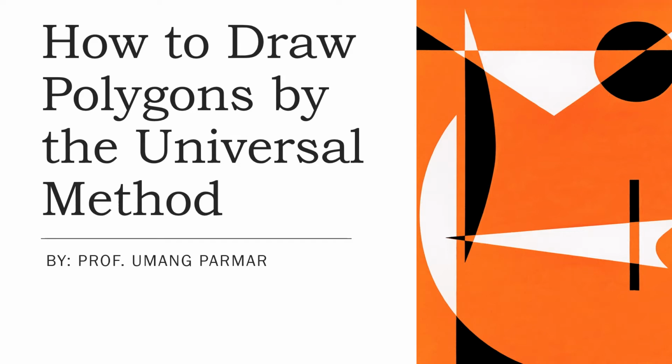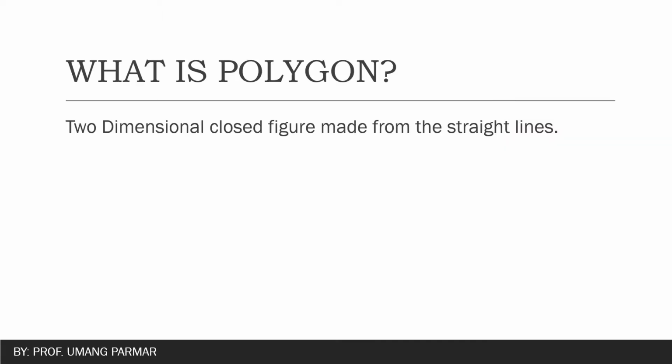Today we are going to learn how to draw polygons by the universal method. Before learning about polygons, first we need to understand what a polygon is. A polygon is nothing but a two-dimensional closed figure made of straight lines. Again, I am repeating, this is a two-dimensional closed figure. Here we are looking for the 2D figure.